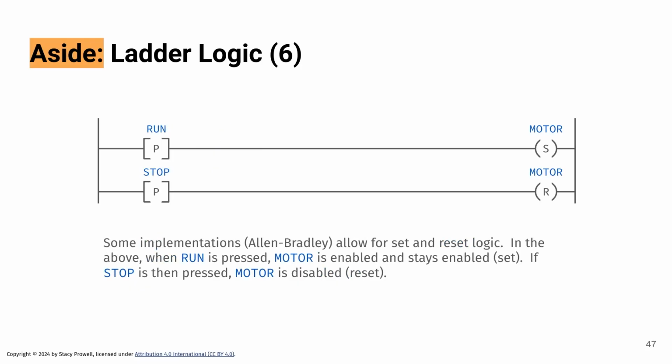Here's some other examples. In this case, I'm using some Allen Bradley logic of set and reset. So both run and stop are pulsed. When I push run, I set motor, which means it just starts running and stays running. When I push stop, I reset motor, meaning I turn it off, it stays off. Even though those switches are transient, they're pulsed, the set and reset mean that the change is persistent.